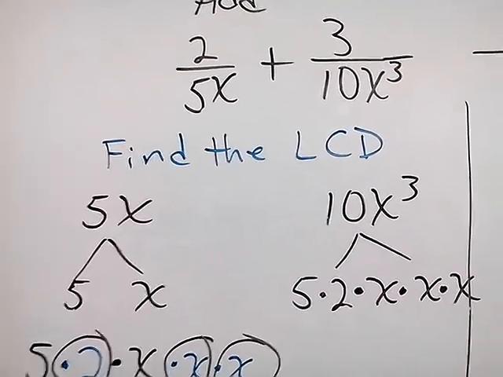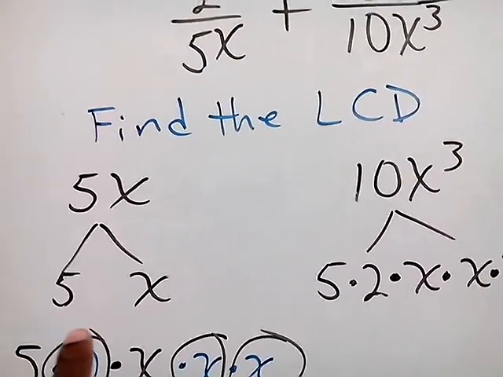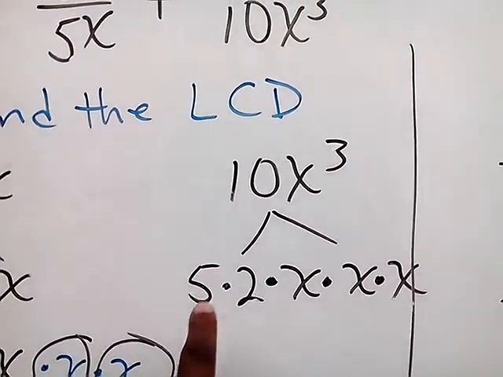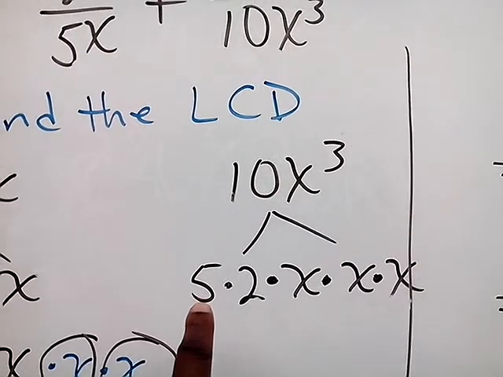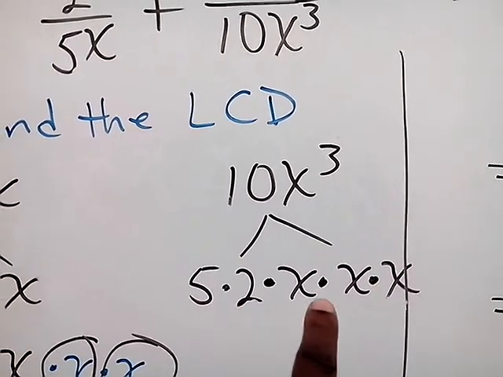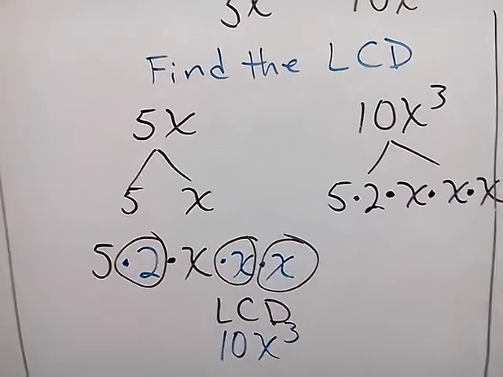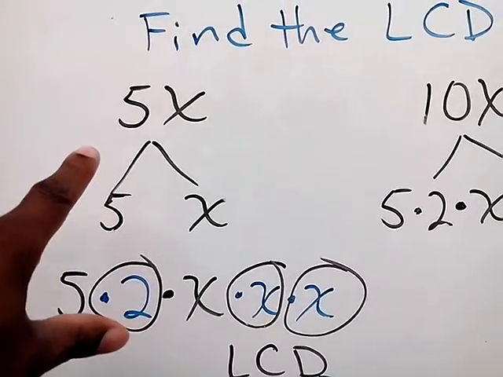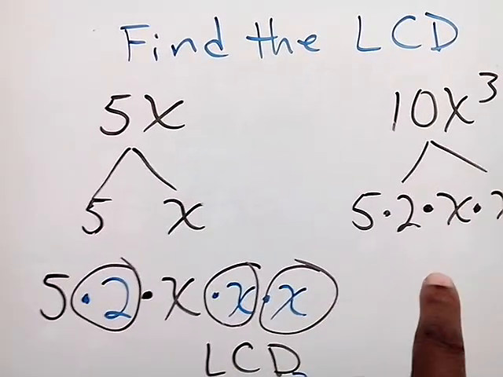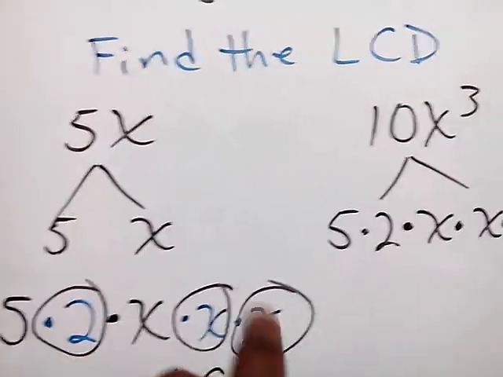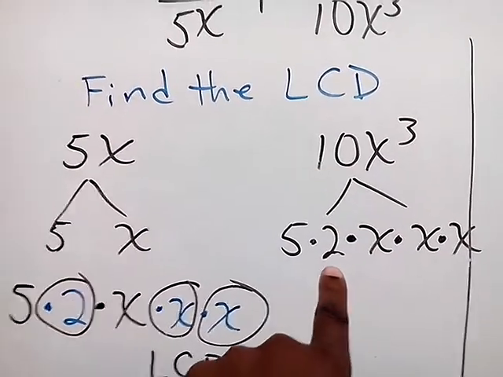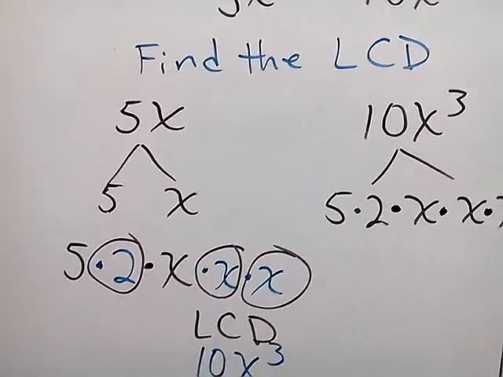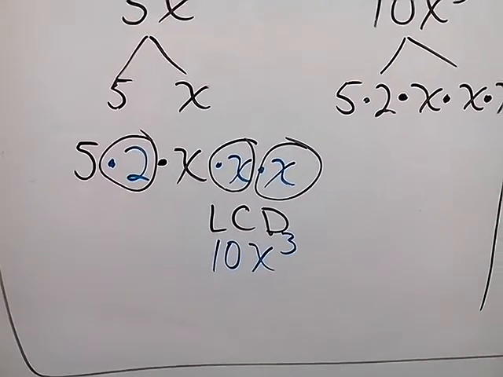We have 5x and 10x as our denominators, so we factor them to primes. We have 5 times x, which is factored to the prime. 10x to the third power becomes 5 times 2 times x times x times x. That gives us the primes. We look at what we have in our first denominator that is not in our second. We're missing the times 2 and then the x times x. So we have to multiply those to find the LCD, which is 10x to the third power.